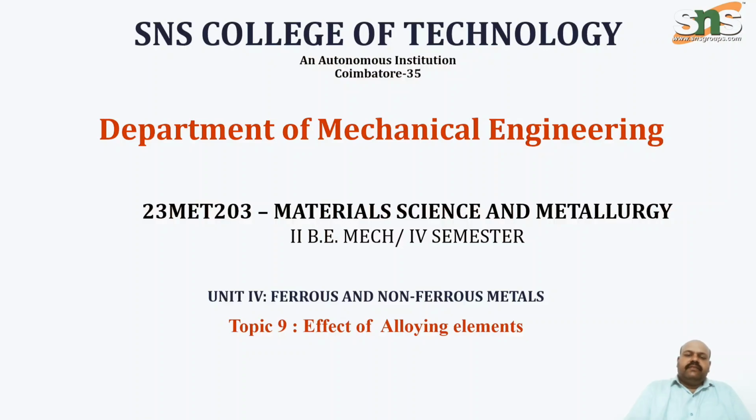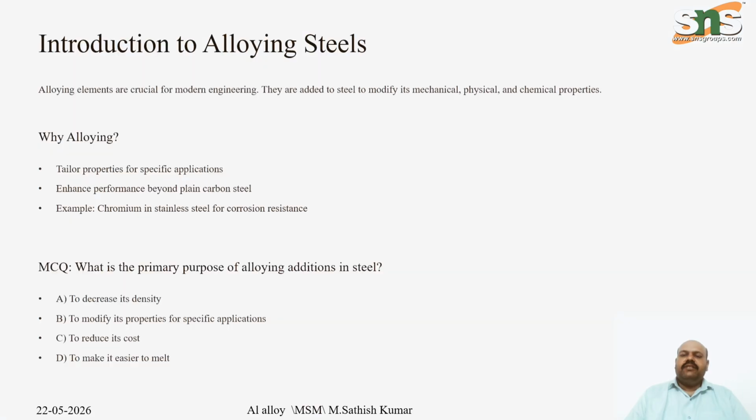So in the lecture series, in the course Material Science and Metallurgy, today in Unit 4, ferrous and non-ferrous metals, we'll discuss what are the effects of alloying elements. You know what is an alloy? Alloy is nothing but a mixture of two dissimilar or similar metals, and one should be a metal definitely. So let us go to the next slide.